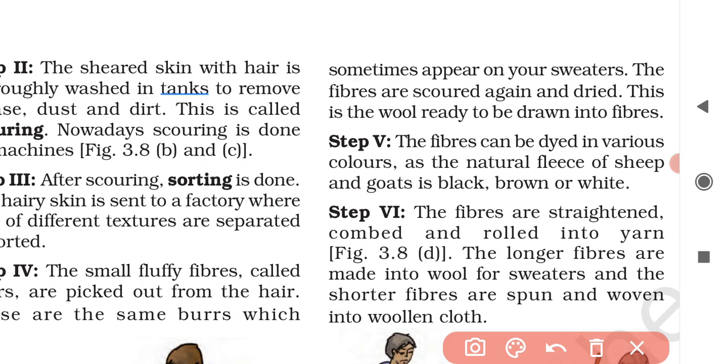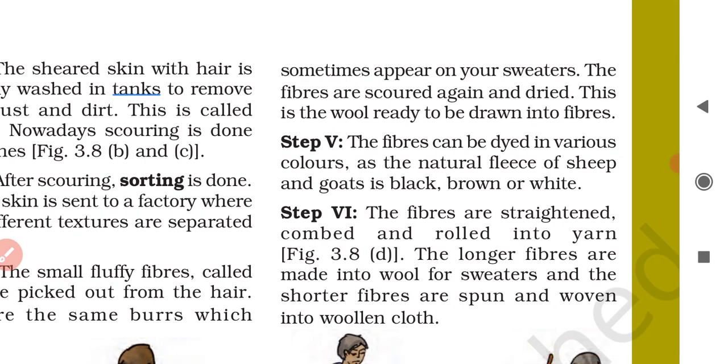So this white woolen fibers which is obtained by sorting and combing can be dyed into different colors according to the requirement. So the fibers can be dyed in various colors as the natural fleece of sheep and goats is black, brown or white, and that process is only called as dyeing. It can be given various colors according to the requirement.